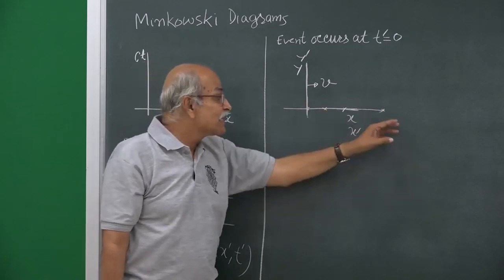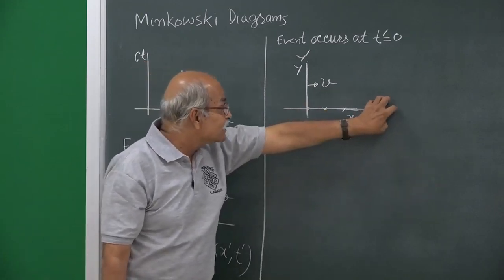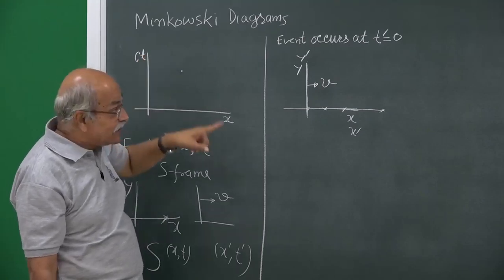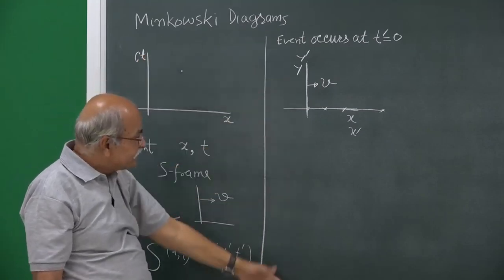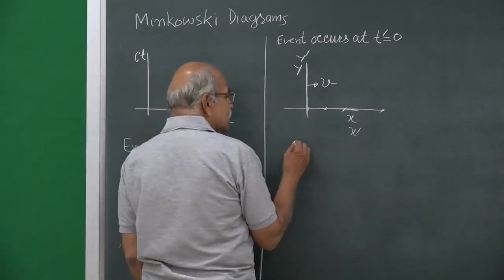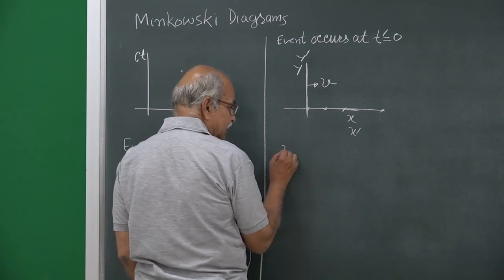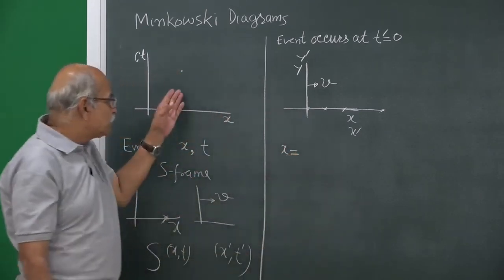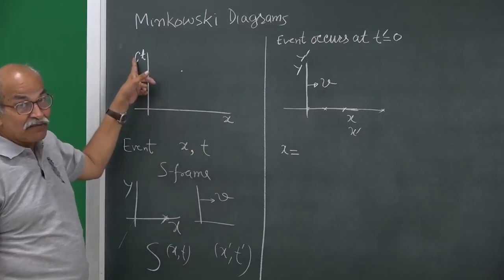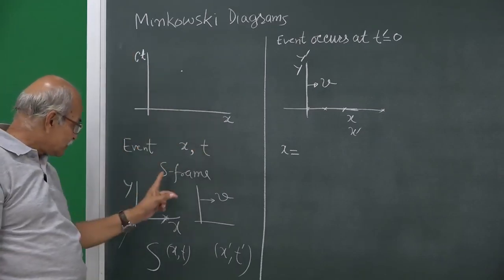So, what is x prime and how do I represent that x prime in this plot? That is the question I am discussing in this section. Okay. So, what are our equations? X is equal to, here what we plot? We always plot x and ct, not x prime. This is a plot which is from S frame.